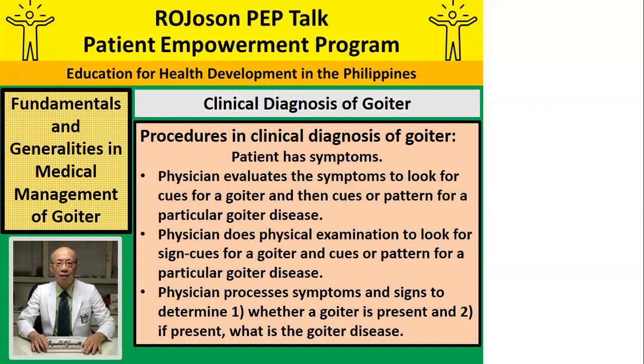The procedures in the clinical diagnosis of goiter usually start with a patient presenting with symptoms. Then the physician evaluates the symptoms to look for cues for a goiter and cues or pattern for a particular goiter disease. Thereafter, the physician does a physical examination to look for sign cues for a goiter and cues or pattern for a particular goiter disease. In the end, the physician processes the symptoms and data to determine, one, whether a goiter is present, and two, if present, what is the goiter disease.